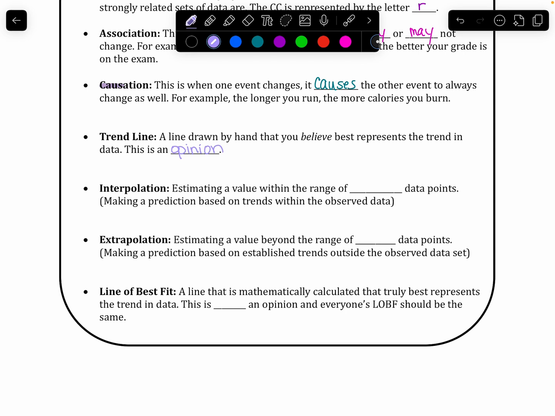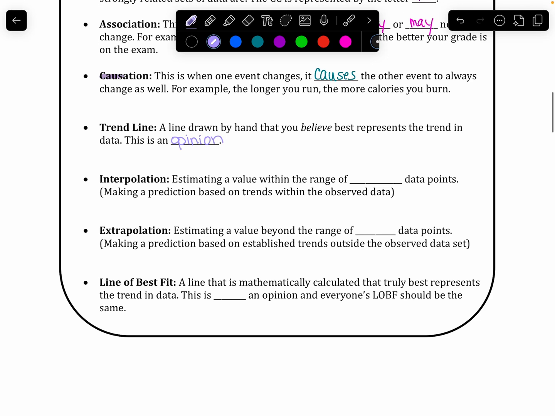Now there are good and bad trend lines, but generally if you draw a trend line and you follow the certain parameters that you're supposed to follow, your trend line does not have to match the person next to you because it's your opinion. We have interpolation, which is estimating a value within the range of given data points.